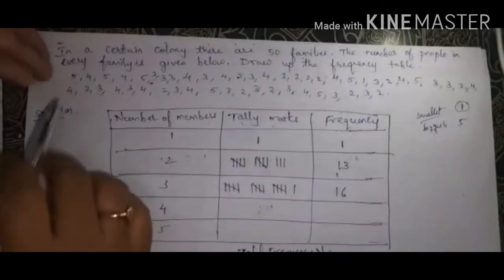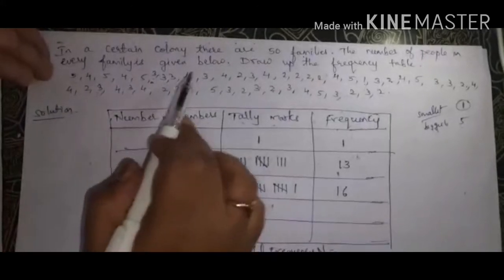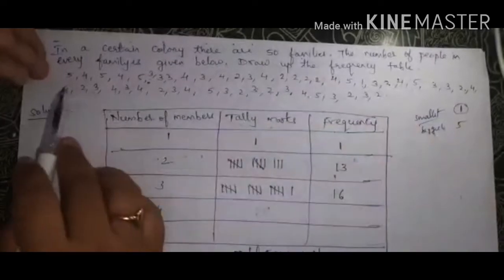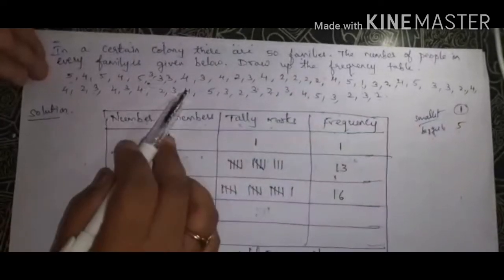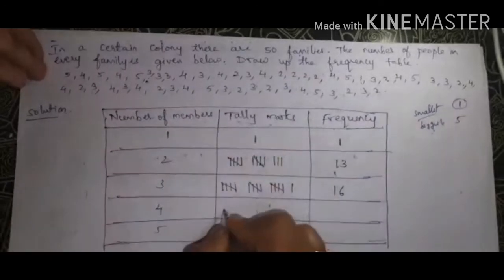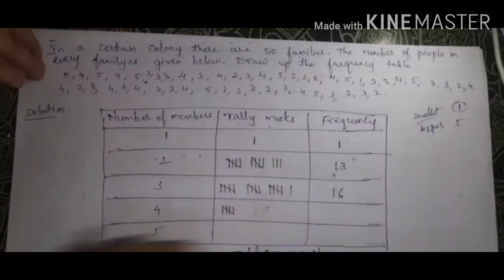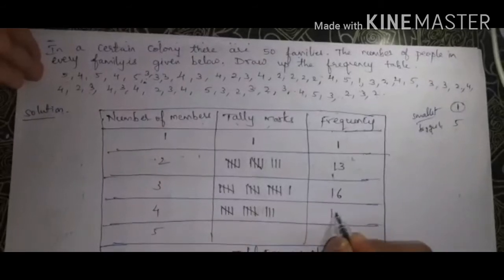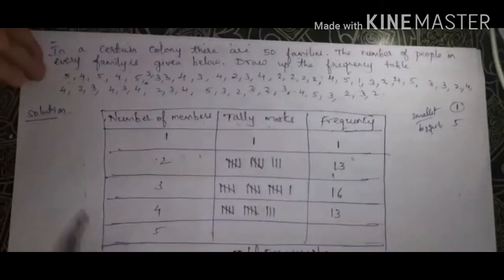Now let's see 4. 1, 2, 3, 4, 5, 6, 7, 8, 9, 10, 11, 12, 13. So 4 is 13 times. 1, 2, 3, 4, 5, 6, 7, 8, 9, 10, 12, 13. So this is 13. 5 is repeating how many times?